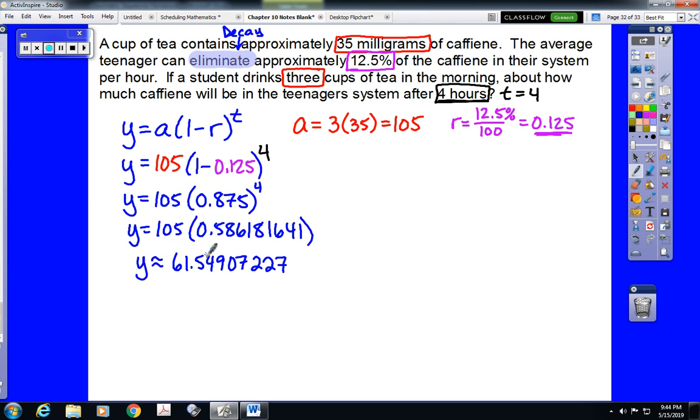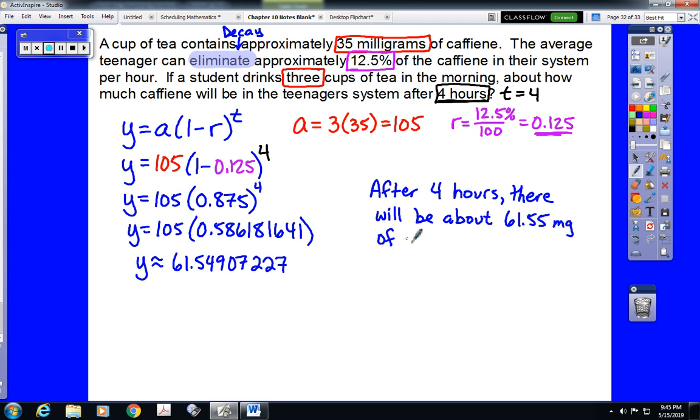So we need to answer this question. The question was asked with a statement, full sentence is preferable. It says about how much caffeine will there be in the teenager's system after 4 hours? So we would answer after 4 hours, there will be about, very important word to have in our statement, 61.55 milligrams of caffeine in the teenager's system.